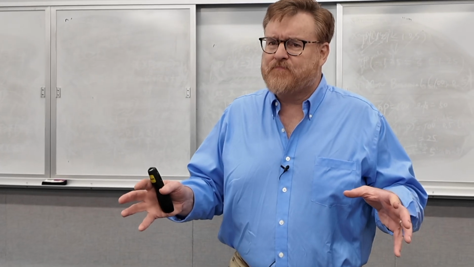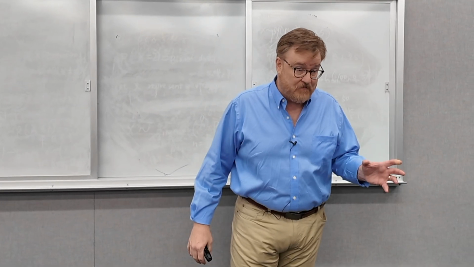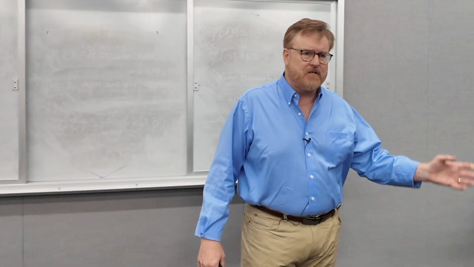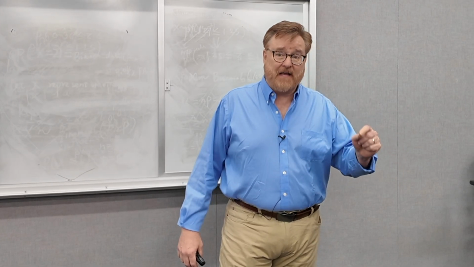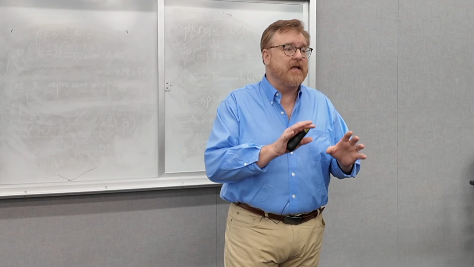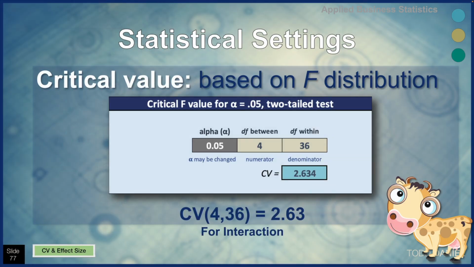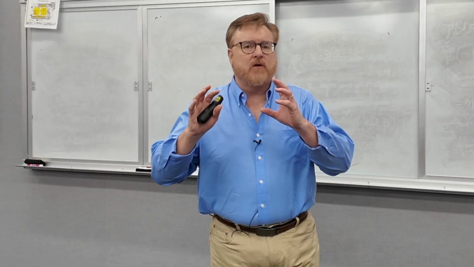Once we know the degrees of freedom, we can calculate critical values. Here, because we have so many different sources for our degrees of freedom, we can calculate critical values for each of the factors and the interaction and so forth. We're only interested in the interaction at this point. If we don't have a significant interaction, we don't really find much. So let's calculate the degrees of freedom for the interaction and then use that to get our critical value for the interaction. We have 4 degrees of freedom between, 36 degrees of freedom within, giving us a critical value of 2.634 for our interaction. Now we have our complete setup. We know our factors, we know what we're looking for, our interaction.